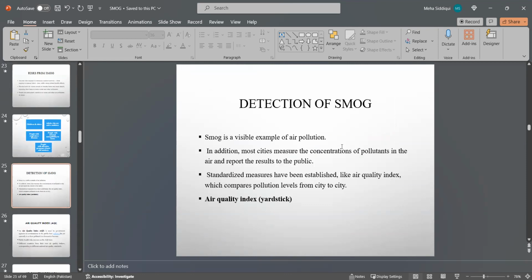Detection of smog. Smog is a visible example of air pollution. In addition, most cities measure the concentration of pollutants in the air and report the results to the public. Standardized measures have been established, like the Air Quality Index, which compares pollution levels from city to city. So the Air Quality Index is a yardstick for detection of smog.